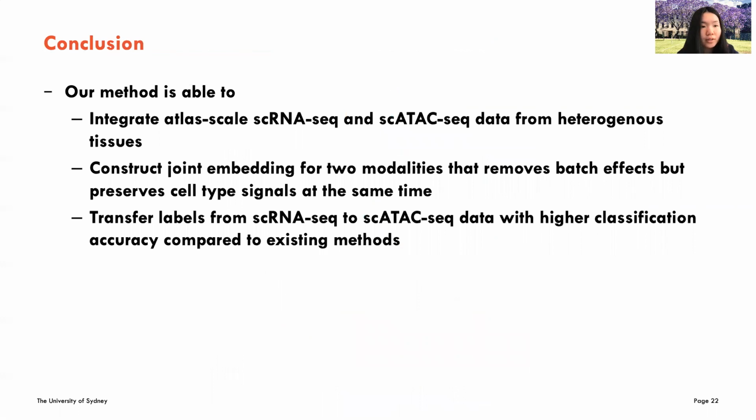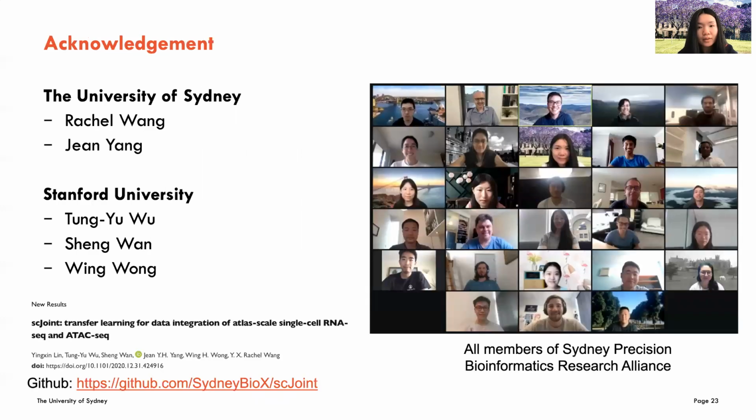In conclusion, our method is able to integrate at scale single-cell RNA-seq and single-cell ATAC-seq data from heterogeneous tissues. And scJoint is able to construct joint embedding for two modalities that remove batch effects and also preserve the cell type signals. And lastly, scJoint is able to transfer labels from single-cell RNA-seq to single-cell ATAC-seq data with high classification accuracy rate compared to existing methods.